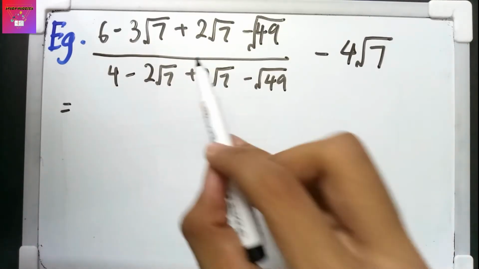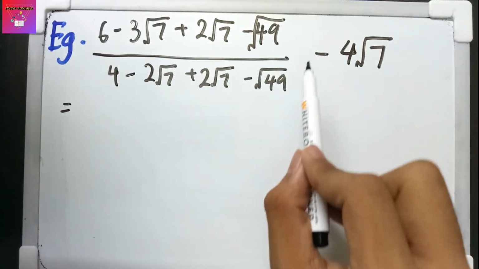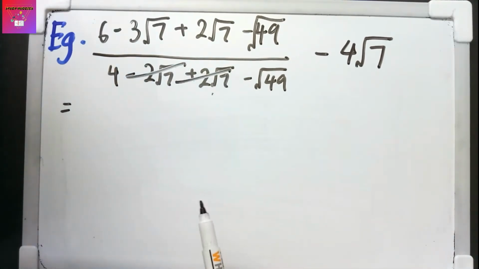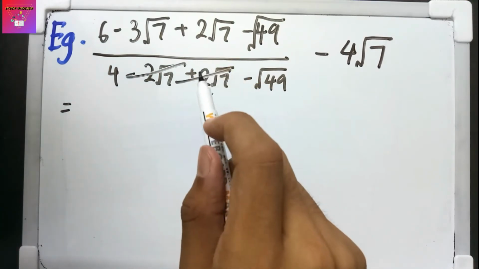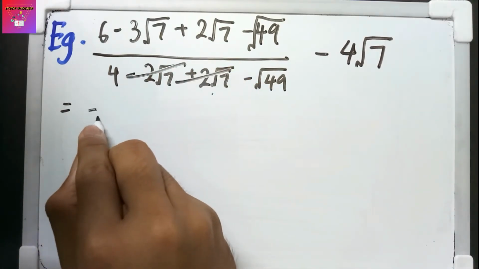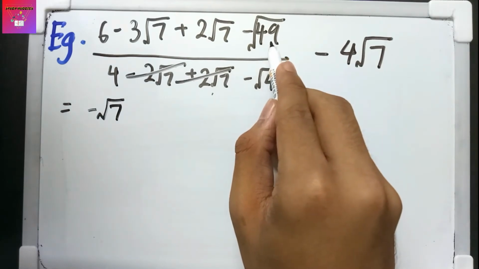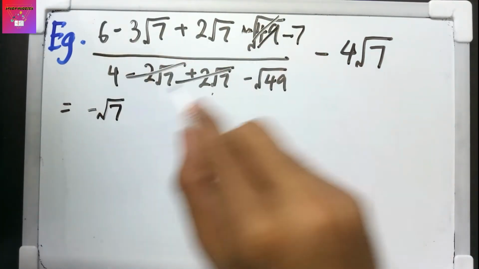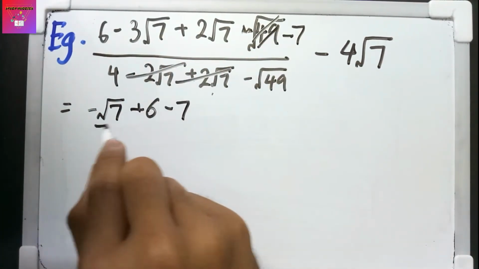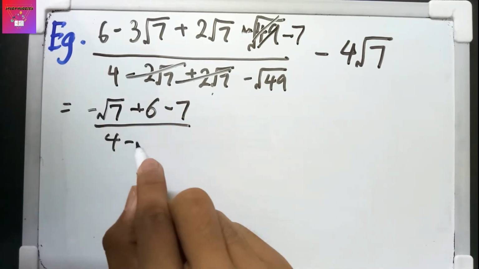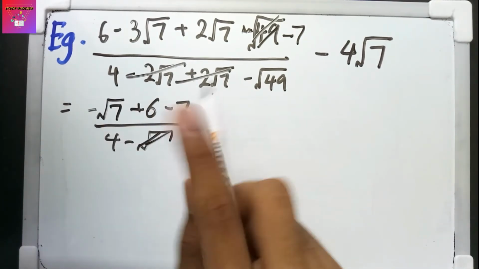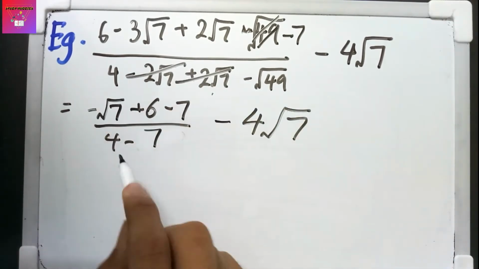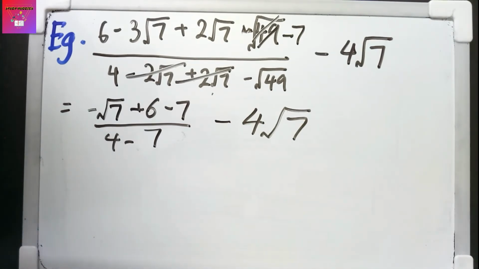Okay, now let's resume. Looking at this, we can solve some parts where positive 2 surd 7 minus 2 surd 7, we can just cut it off. Negative 3 surd 7 plus 2 surd 7 is going to give us negative surd 7. Square root of 49 is going to give 7, and with the negative it becomes negative 7. So 6 minus 7 over 4 minus square root of 49, which is 7. So now you can see that the denominator is already a rational number.